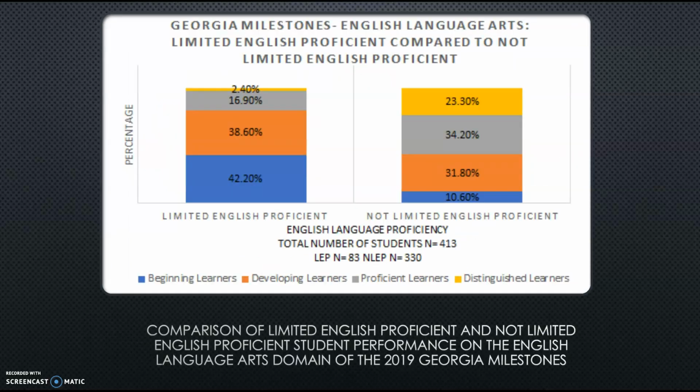Comparatively, students who are not limited English proficient only account for 10.6% of the beginning learners at Manning Oaks Elementary. The largest percentage can be seen in the proficient learners level, which hosts 34.2% of students who are not limited English proficient, compared to students who are limited English proficient, who are 42.2% in the beginning learners category and only 16.9% in the proficient learners category.